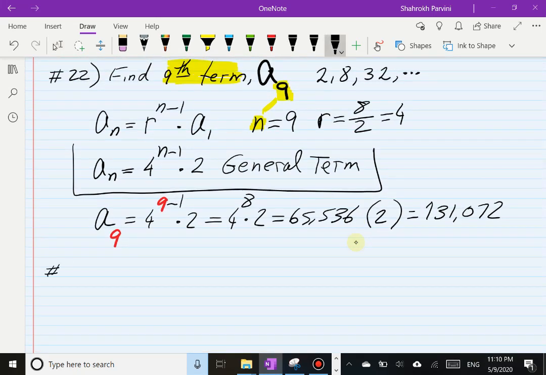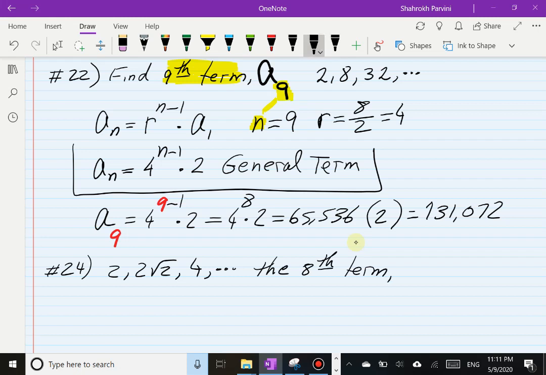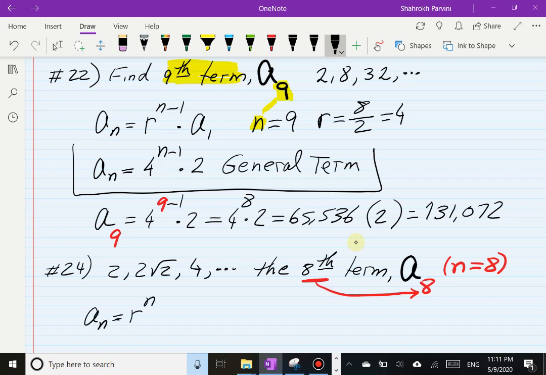Okay, in exercise number 24, here the sequence is 2, 2 root 2, 4, and so on. Same kind of question. They want us to find a different term number, the 8th term. So symbolically, that means we want a sub 8, don't we? Because for the 8th term, that's what your n is. N is 8. So first we need to find the general term. The formula for the general term, as before, is a sub n equal r to the n minus 1 times a.